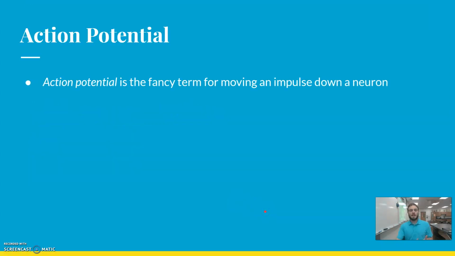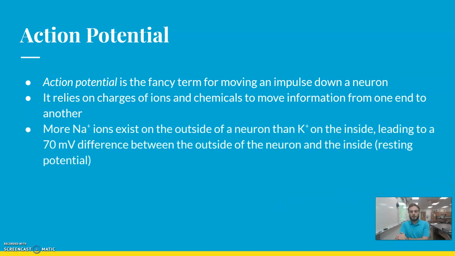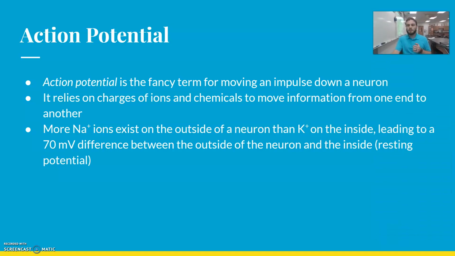So an action potential is basically a term that's used for talking about an impulse moving down a neuron. Some sort of information, electrical signal is traveling down a neuron in one direction or the other. It's going to rely on a lot of charges, positive and negatively charged ions, as well as chemicals, to be able to move information from one end of a neuron to the other. So one thing that is important to know, as I go through stepwise on the next slide, is that a neuron has a resting potential or a resting charge.